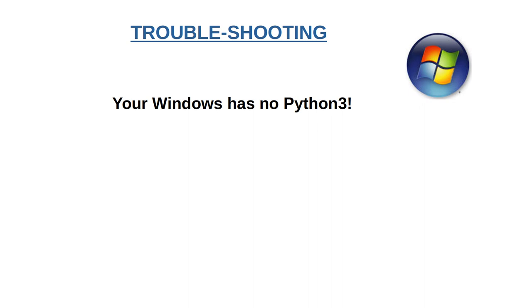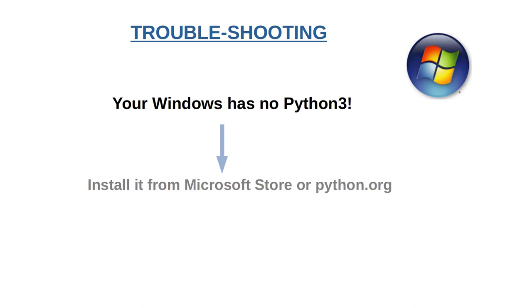What if you don't have Python 3 installed? No problem. In newer Windows, such as 10 or 11, go to Microsoft Store and install it conveniently. For older Windows, go to python.org website and download the Python 3 .exe file from there by following the instructions.